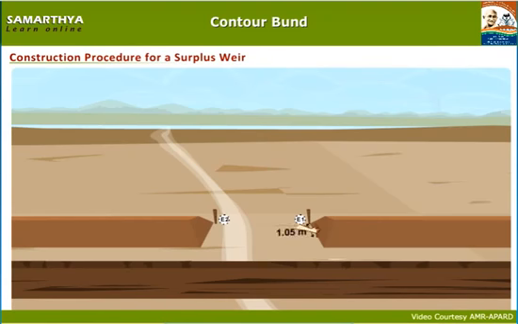From E1, which is at one end of the surplus weir, and perpendicular to E1 at a distance of 1.05 meters, fix a wooden pole and mark it as E3. At a distance of 1.05 meters from E3 and perpendicular to E3 towards the barrow pit, fix a wooden pole and mark it as E4. Join E1, E2, E3 and E4 with a thread. Draw a line along E1, E2, E3 and E4 with lime powder.